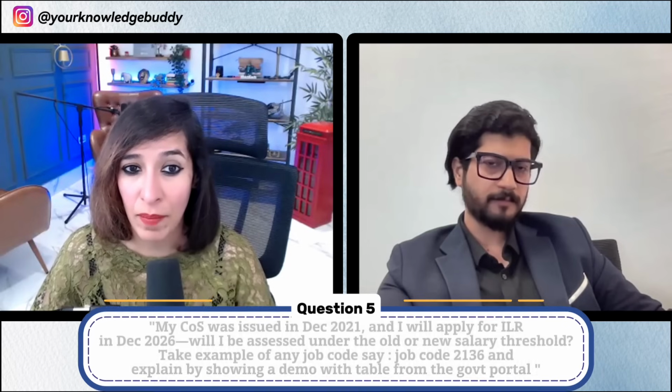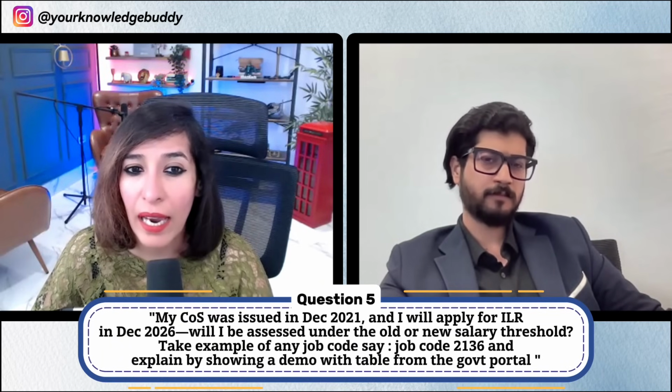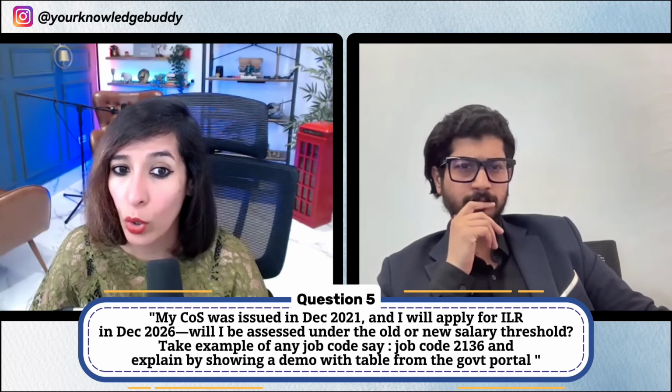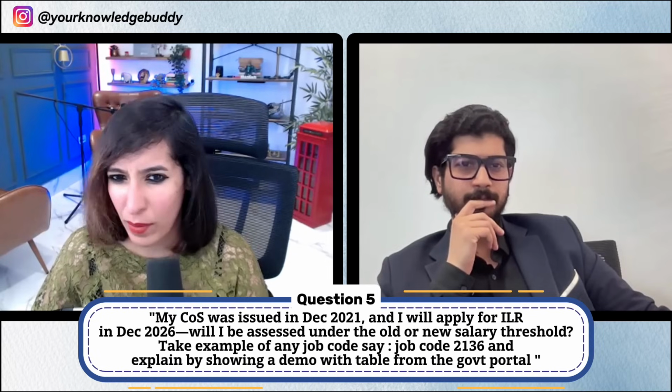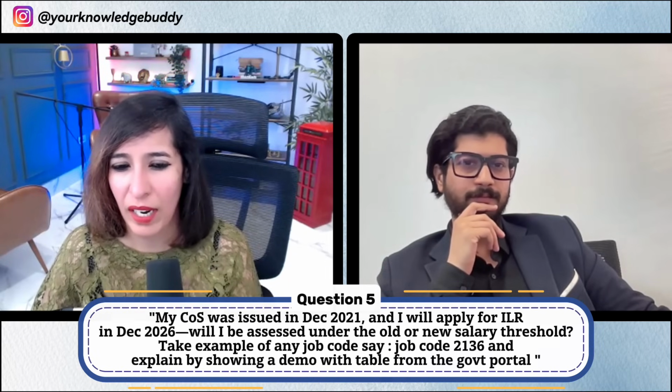So he's saying, my CoS was issued in December 2021 and I'll apply for ILR in December 2026. Will I be assessed under the old or new salary threshold? Can we take an example of any job, say job code 2136, and explain by showing it in a table or a demo for my audience, Amil? So what people need to understand, obviously we are going to do that. The SOC code pre-April 2024, which was 2136.